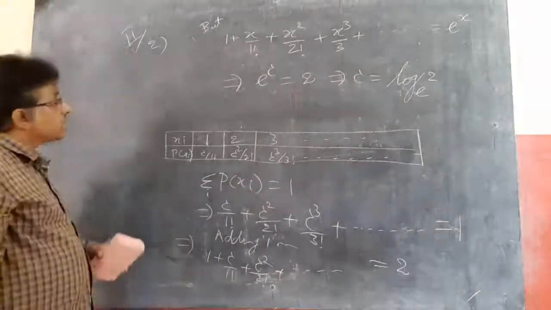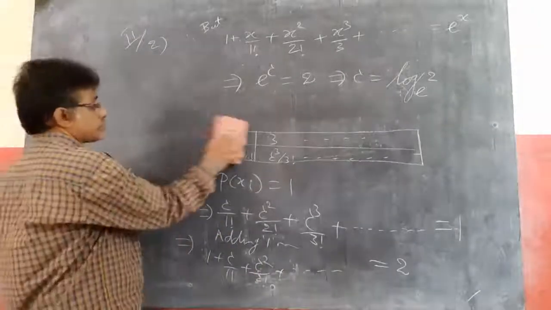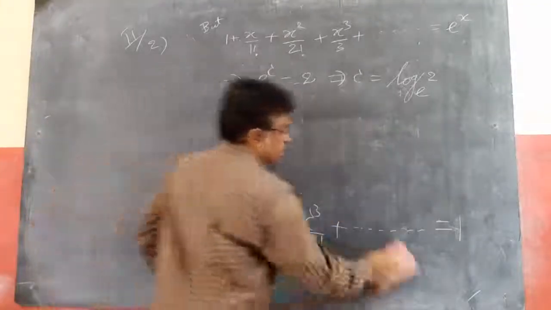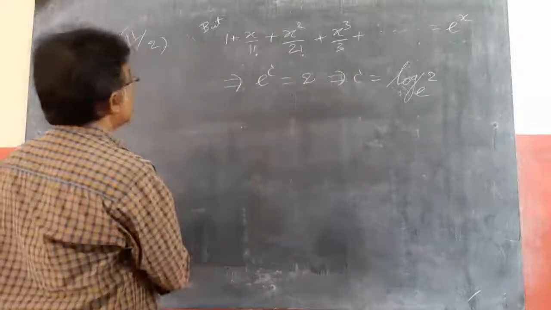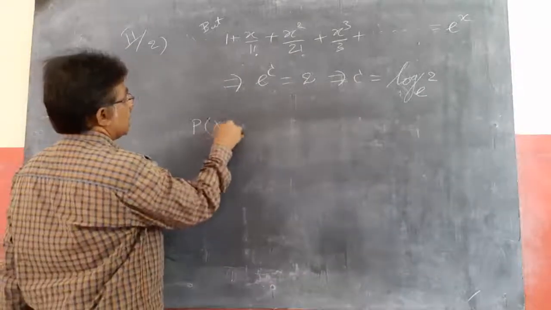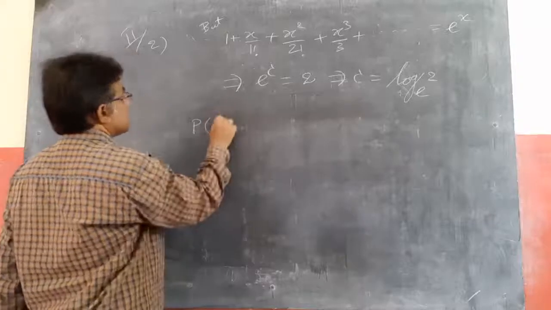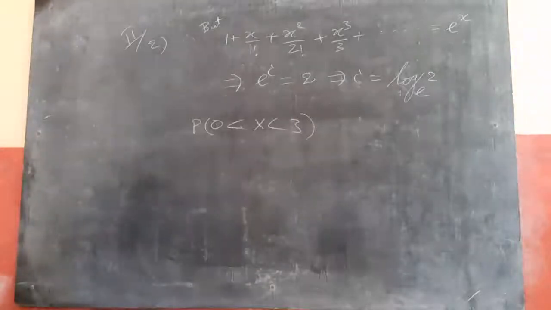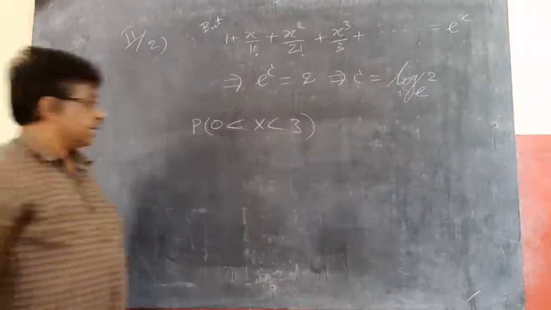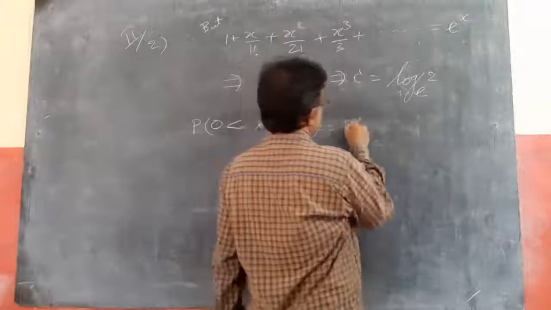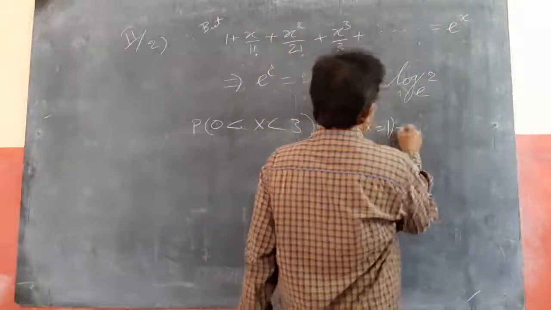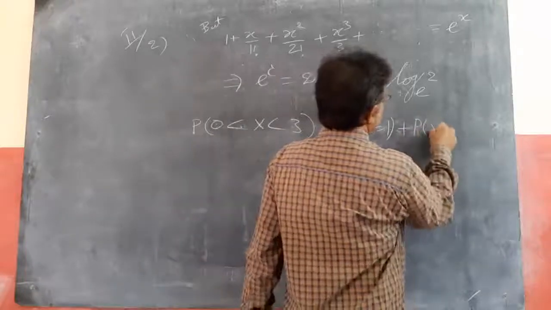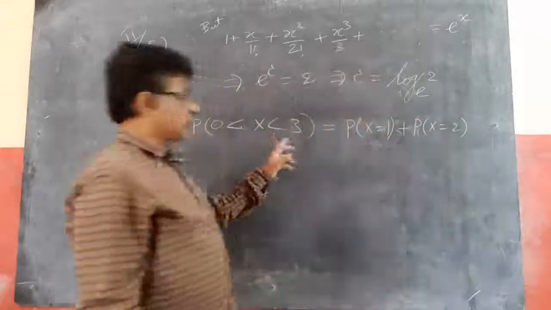Now what more do we need? We need to find P of x lie between 0 and 3. He is asking something more. P of x lie between 0 and 3. So, P of x lie between 0 and 3 means P of x equal to 1 plus P of x equal to 2, because there is no equal to for 0, and that's it, there is no equal to for 3 also.